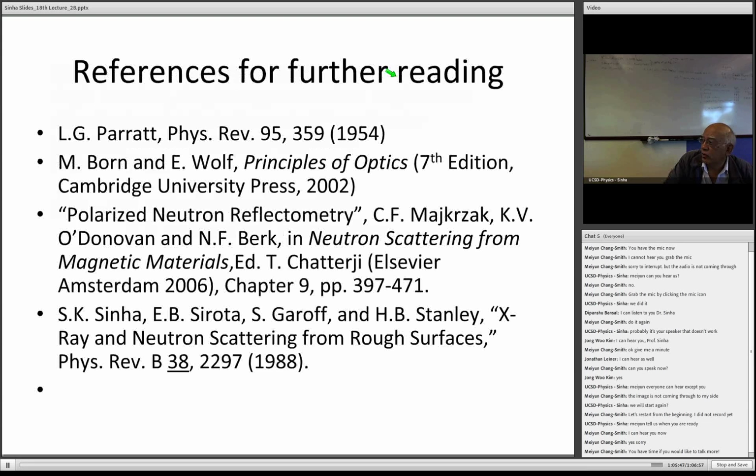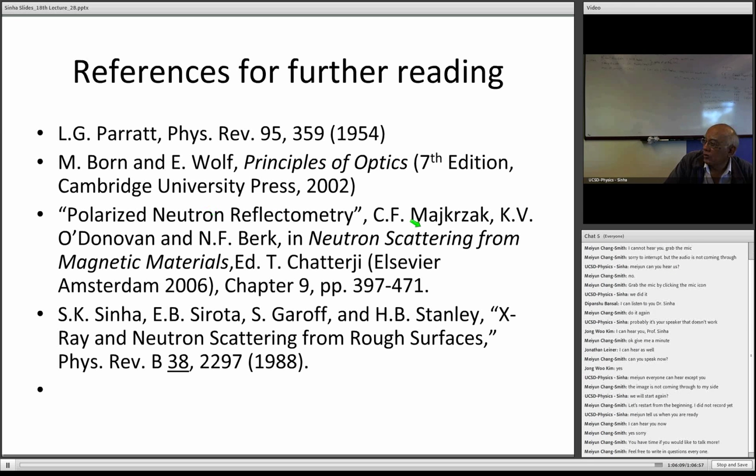If you could switch to the next slide. Here are some references for further reading. These are the articles by Parratt that I referred to for the Parratt method. Born and Wolf's treatise on principles of optics has the matrix method in it. The polarized neutron reflectometry for specular magnetic reflectometry involving the full spin flip terms is given in this article by Majkrzak and co-authors. And the diffuse scattering method that I discussed is given in this Physical Review article in great detail.